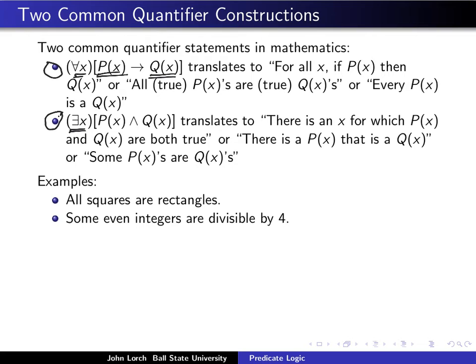So some maybe less interesting examples are given here below on this slide. One is all squares are rectangles, and that exemplifies the universal quantifier statement here. And then the other one says some even integers are divisible by 4. And that takes the form of this existential statement.